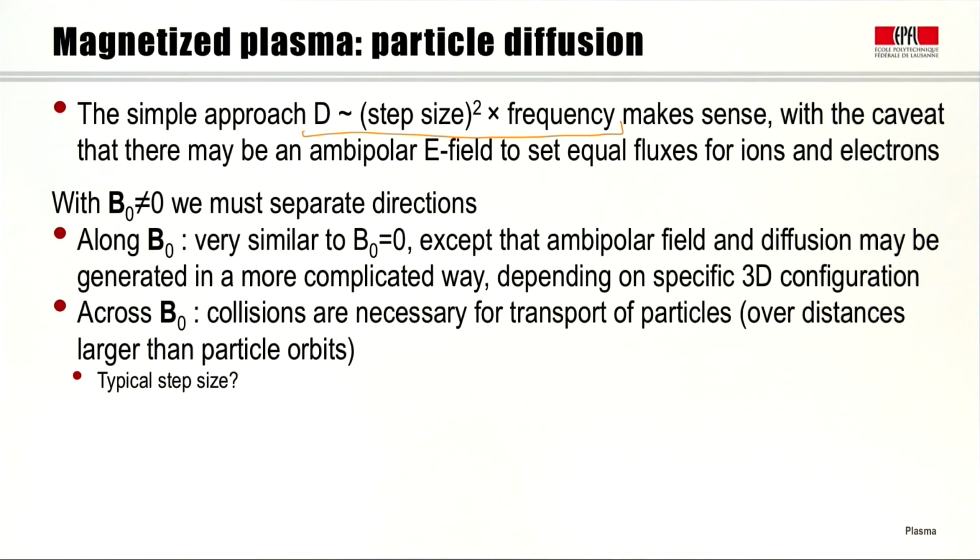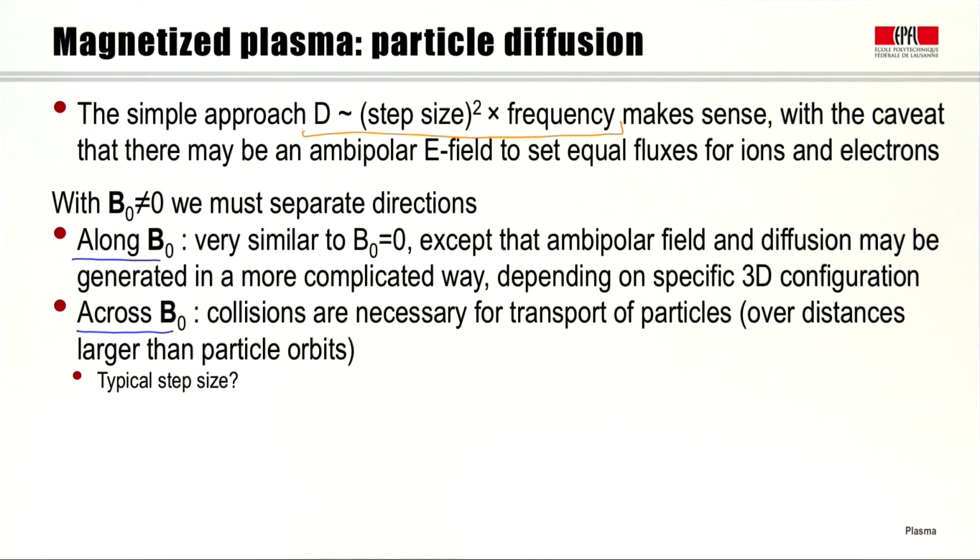We notice that in the presence of a magnetic field, we of course have different directions. We don't have an isotropic situation anymore. We have the direction along the field, for which the dynamics will be very similar to the case of unmagnetized plasmas, except perhaps that the ambipolar field, and therefore the diffusion, may be generated in a more complicated way, which will depend on the specific 3D configuration. So we will not go into that kind of detail, but we just noticed that there will be ambipolarity, so this setting up of an electric field, but it will be more complicated than the simple 1D case we have illustrated together.